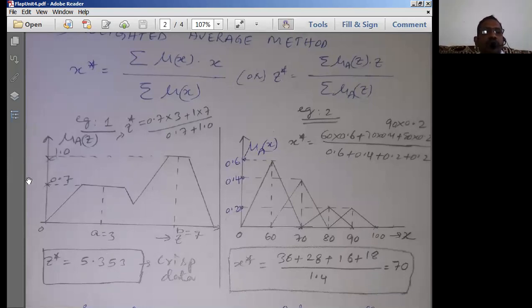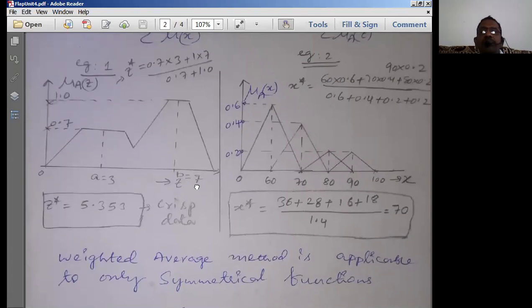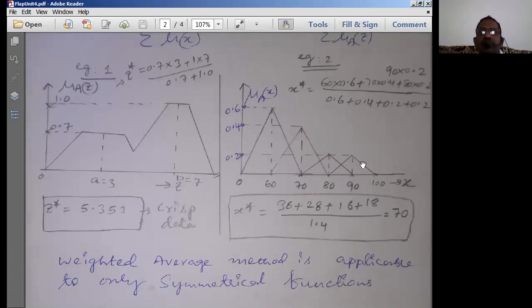So I can write this as 0.7 into 3 plus 1 into 7 by the sum of the membership values that we are going to have. The membership values are 0.7 and 1.0. So 0.7 plus 1.0 are the membership values. So once you calculate this, we are going to get a value of something like 5.353, which is known as the crisp data that we have obtained, known as defuzzified data from the given relational fuzzy set.